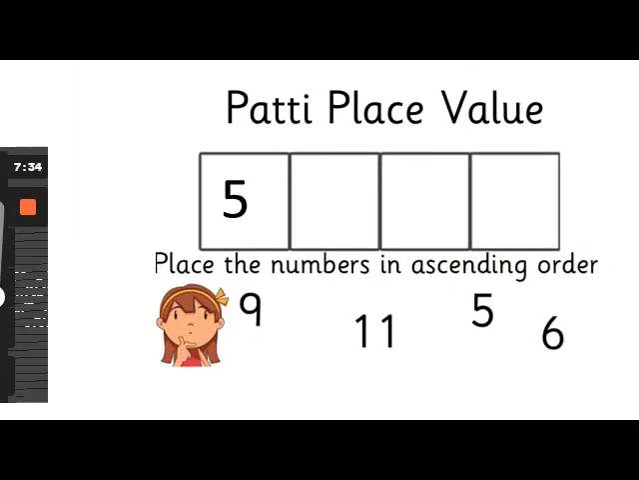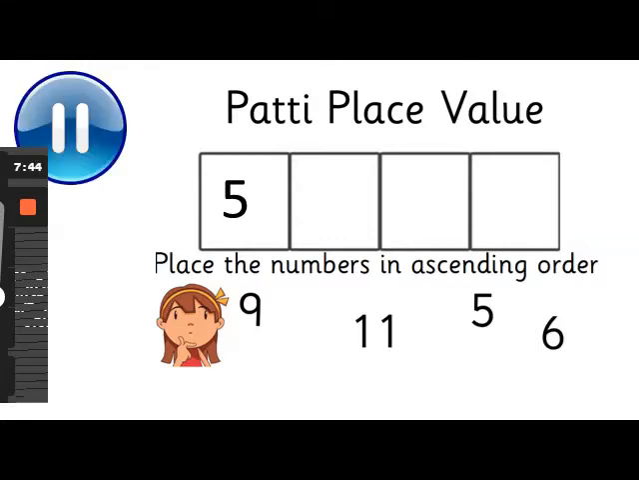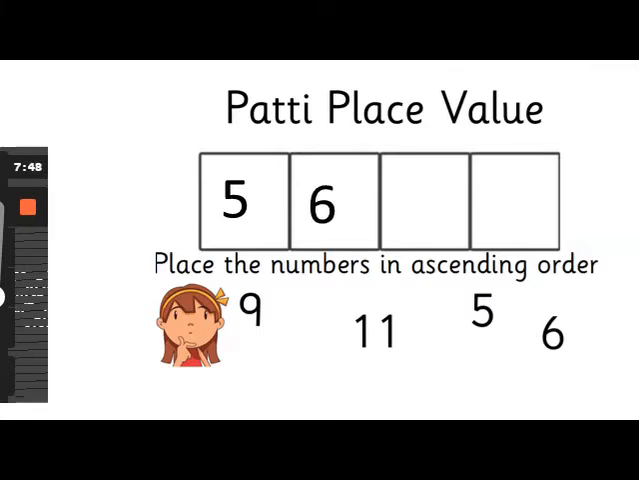Fantastic, it's 5. 5 is the smallest number. So then we're going to want to get bigger. Have a look to see then which is the next biggest number. 9, 11 or 6. Great work, it's 6. Well done, so we've got 5, then 6, we're getting bigger.